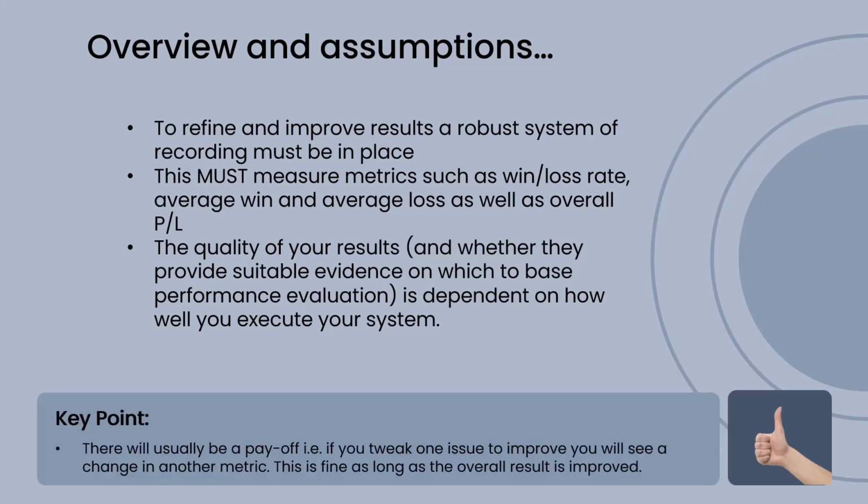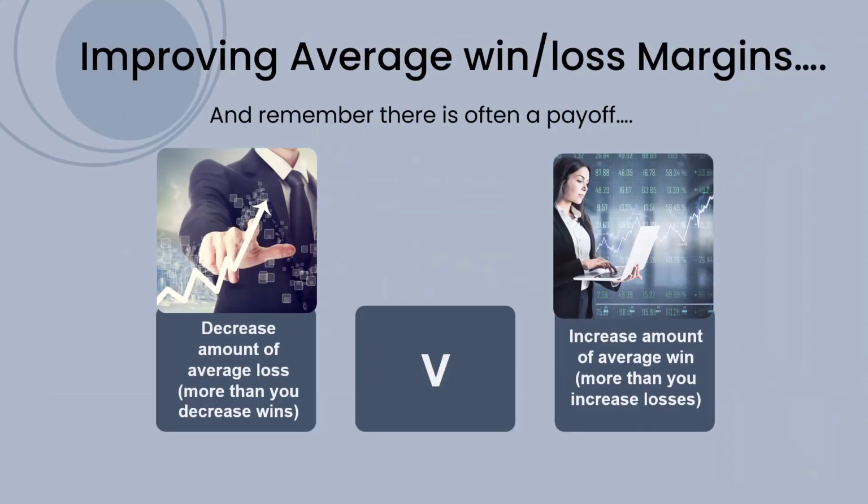And of course, one thing we raised in the previous video is that there will usually be a payoff. If you tweak one issue, it may result in a change in another metric. And this is fine as long as the overall result is improved. That being covered, let's move into more detail and look at how we improve average win and loss margins. We can do this in two ways. We can decrease the amount of average loss more than we decrease the average win, or conversely, we can increase the amount of average win more than we increase the average loss. So we're going to look at both of those and just give you, as I said, a few things to consider and test out in your trading.